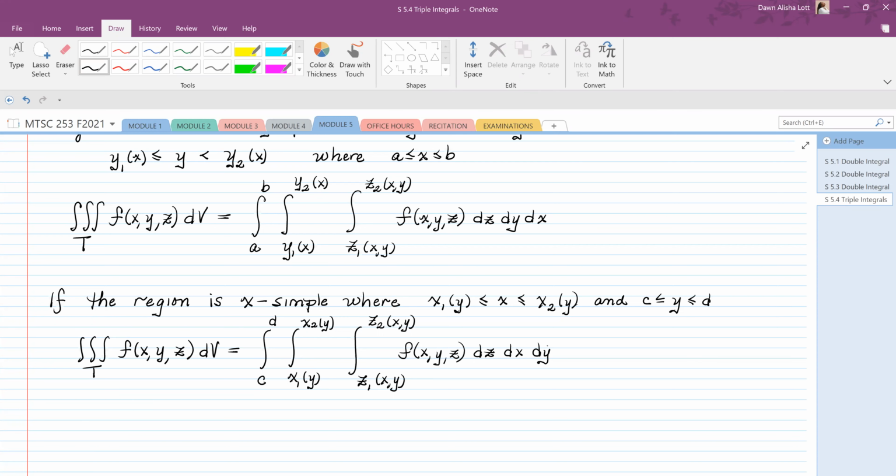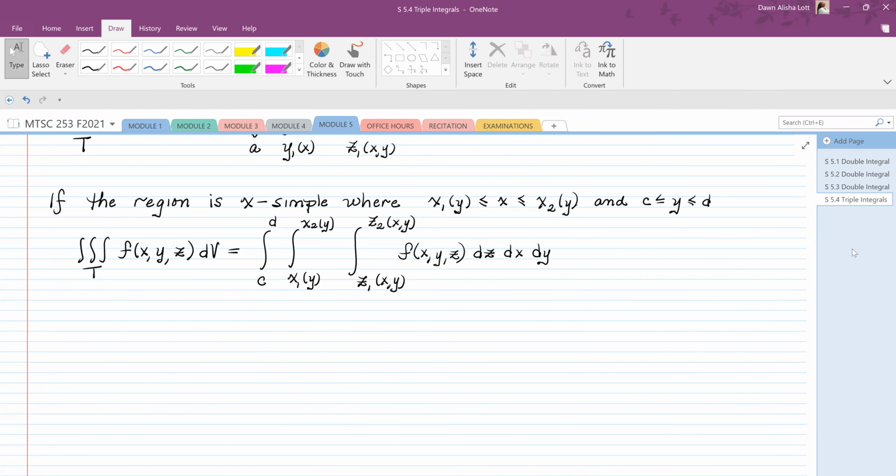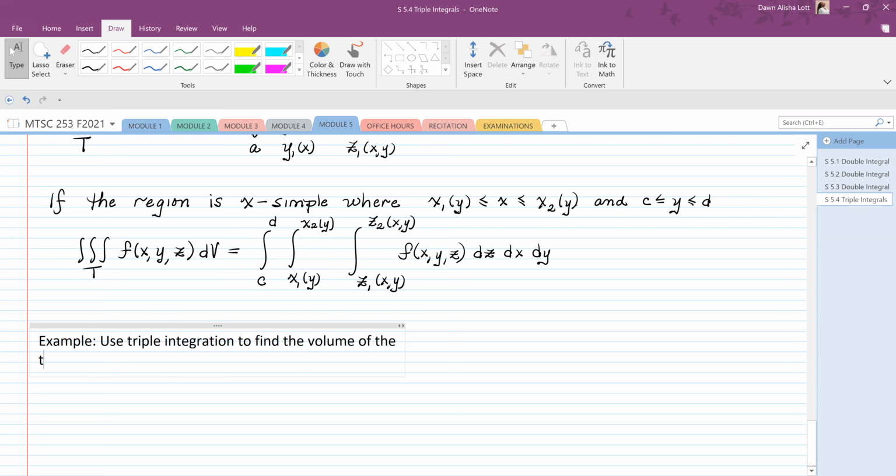Okay, so use triple integration to find the volume of the tetrahedron bounded by the plane z equals 1 minus x minus y in the first octant.